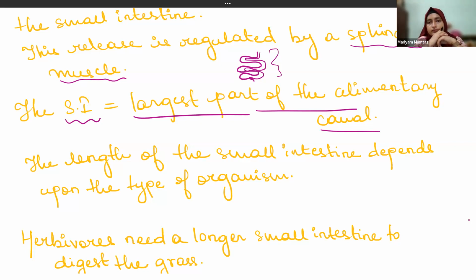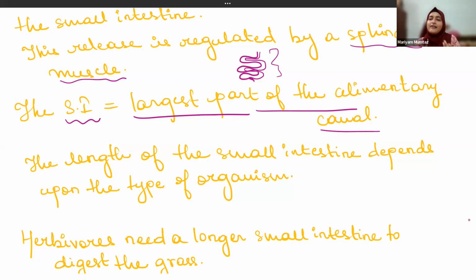For digestion to take place properly. No. To make the process slower, like not fast. No. See, I told you that the small intestine is the largest part, meaning it is very long.